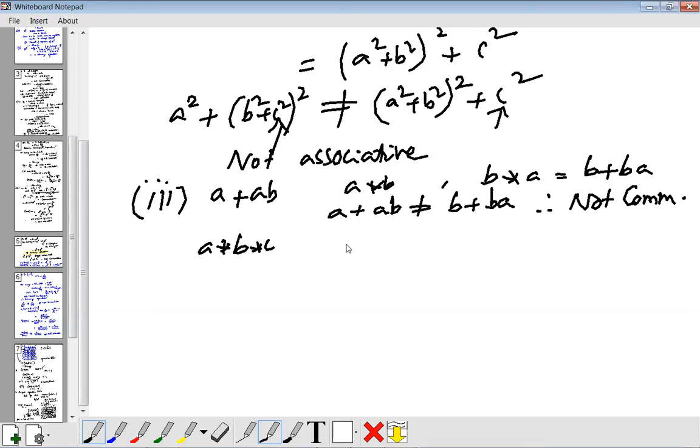So now A star, B star, C equal to, so the first one, that means A plus the first one into... sorry, we have to do the B star C first, right? So this is not correct.